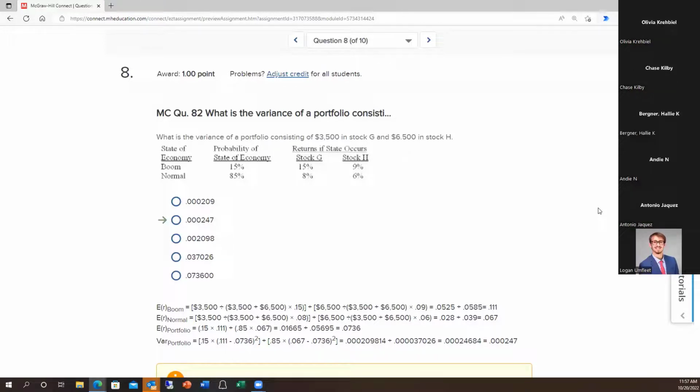Okay, they tell us that we have 2 states of the economy, so this is going to make life a whole lot easier. Boom and normal, 15% chance of boom, 85% chance of normal. And then they give us the returns if the state occurs. We are going to first figure out the expected return for the portfolio in each of those scenarios, and then figure out the variance from there.